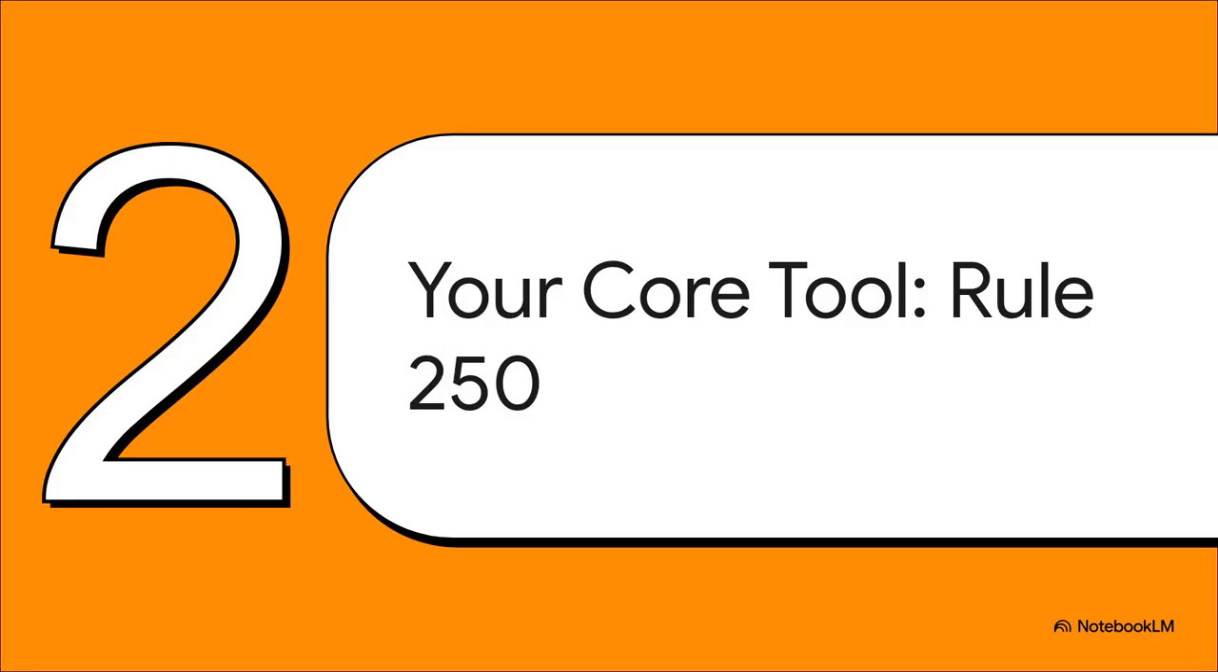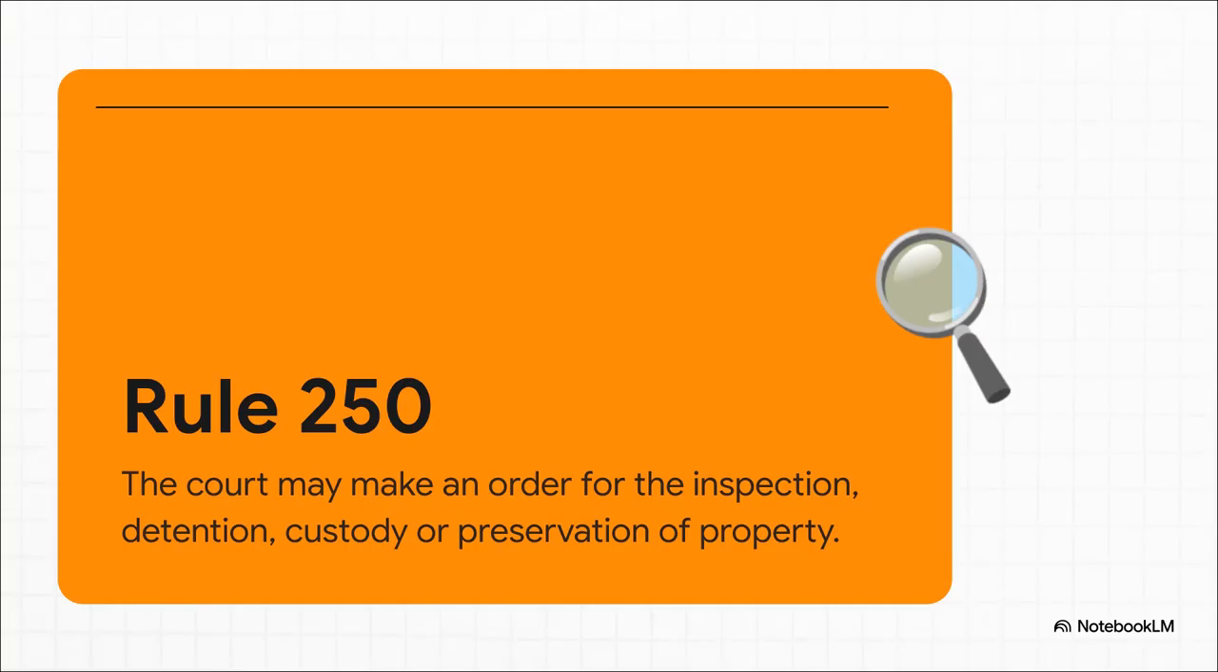So, let's talk about the solution. The main weapon in your arsenal, the rule you really need to commit to memory, is right there in Chapter 8, Part 1 of the UCPR. Say it out loud. Rule 250. This is your go-to. It gives the court the clear, explicit power to make orders to inspect, to hold, or to preserve property that is fundamental to a case. This rule, Rule 250, is the key that's going to unlock the door to the evidence you desperately need.